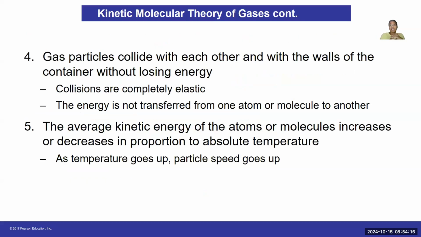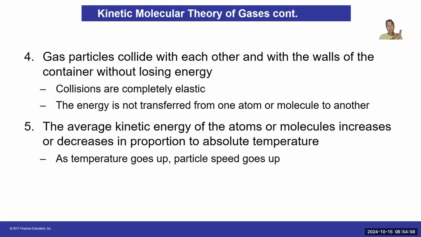Gas particles collide with each other and the walls of the container without losing energy. These are elastic collisions. An elastic collision is something like this, where when two particles come together, they bounce right back off of each other. That's an elastic collision where no energy is lost. If one particle moved into another and the particle fell over, that would be an inelastic collision where the energy is transferred. So in an elastic collision, there is no transfer of energy from one atom or particle to another.